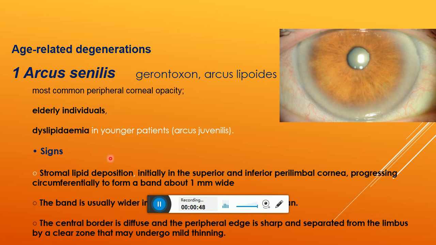Signs: there is stromal lipid deposition, initially in the superior and inferior perilimbal cornea. It progresses circumferentially to form a band about 1 millimeter wide. Here you can see. The band is usually wider in the vertical than the horizontal meridian. The central border is diffuse and the peripheral edge is sharp and separated from the limbus by a clear zone that may undergo mild thinning.